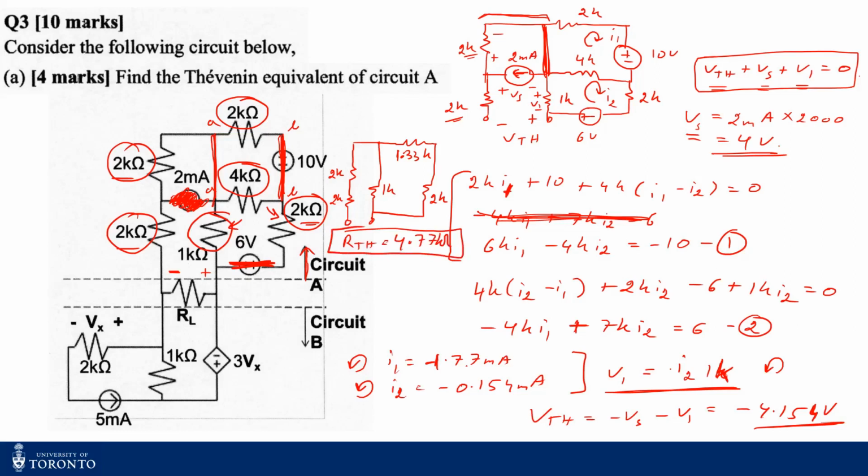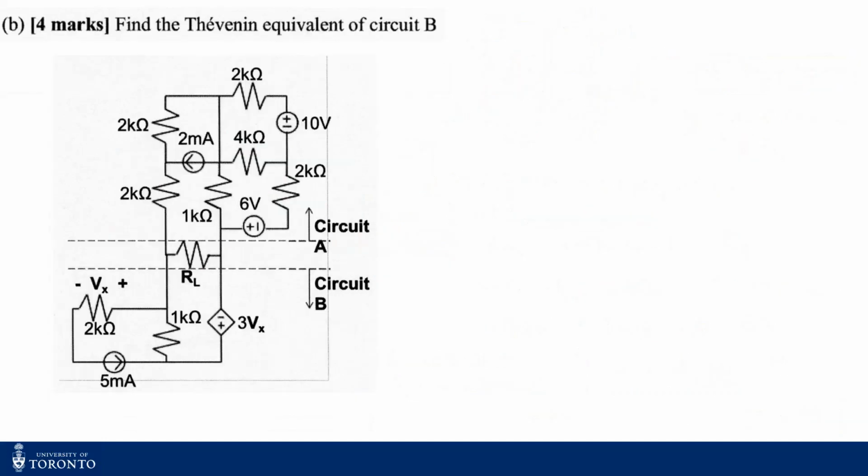So that's your RThevenin. And VThevenin is minus 4.154. Remember the terminal polarities that you assumed. For this one, it's minus 4.154, so we can switch the terminals to get positive 4.154. All right, so this is for part A.